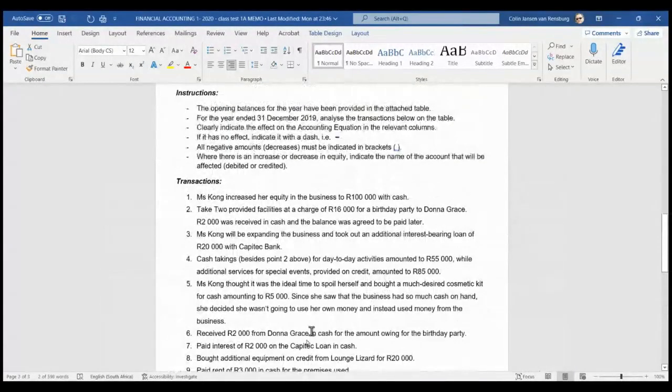Right, ladies and gentlemen, so far so good, but maybe let's just pause for a second or two there. Are there any questions from your side about that first transaction? Is it clear as daylight or is it clear as mud?